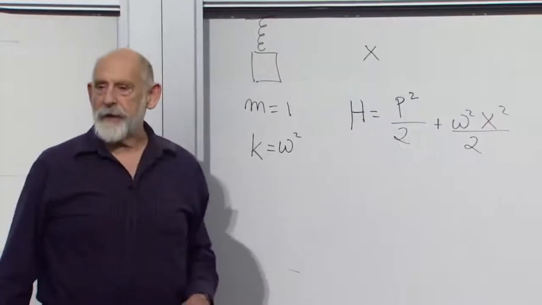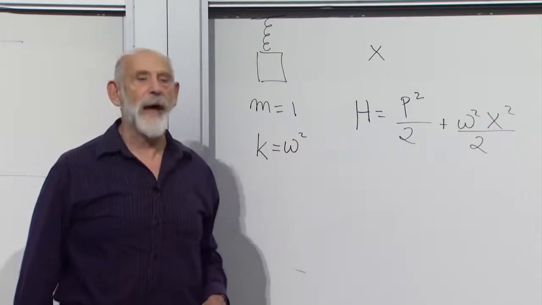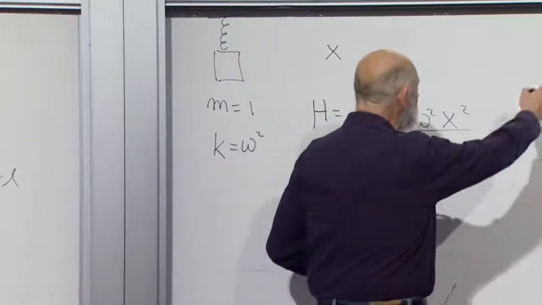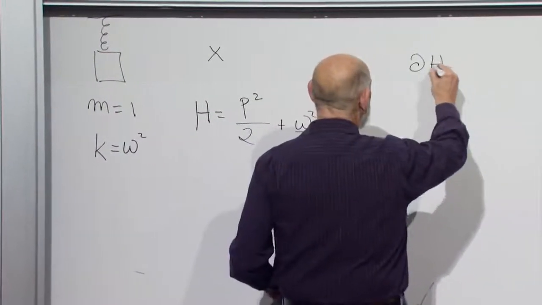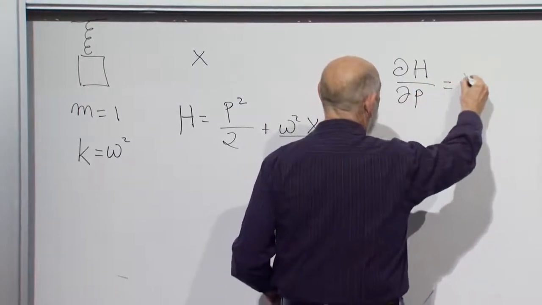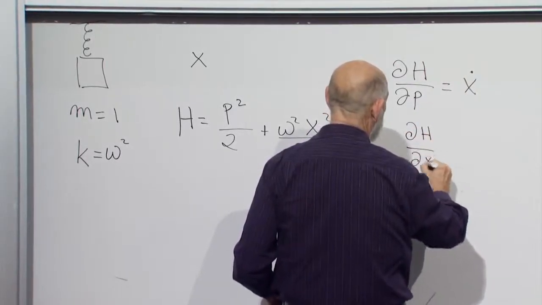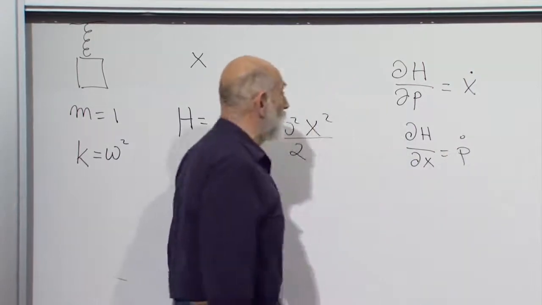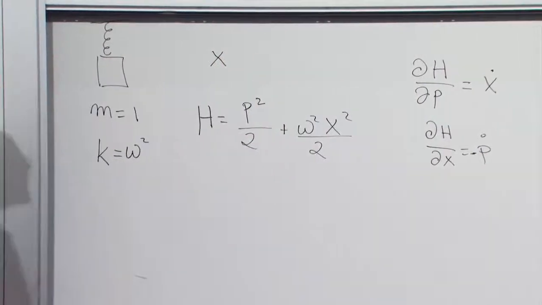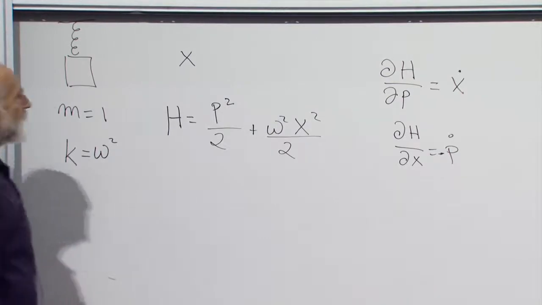Let's just check that this is right. What we're going to do is work out the Hamilton equations of motion. If you don't remember Hamilton's equations of motion, it's okay, I'll tell you. Hamilton's equations of motion are dH by dp equals x dot, and dH by dx equals minus p dot. How many people remember minus p dot? Thank you. Everybody remember that? Of course you do. Okay, let's check.